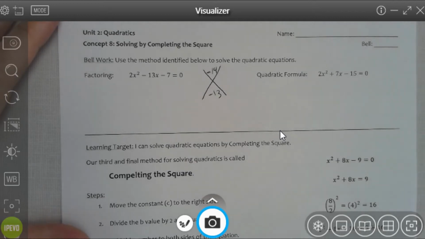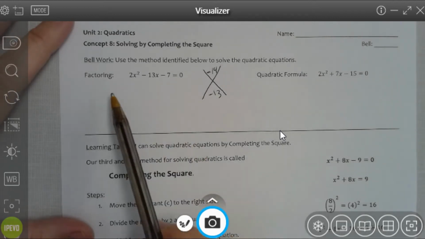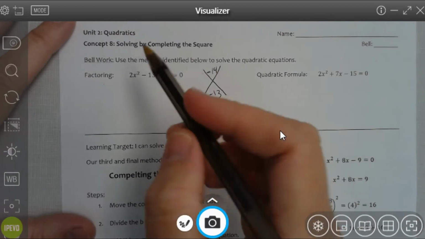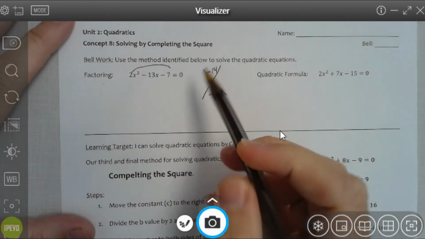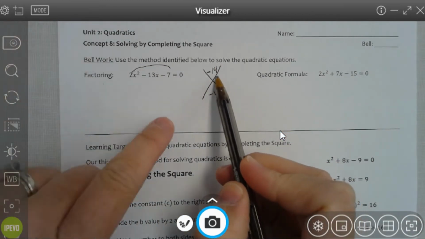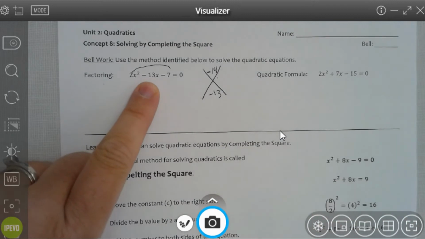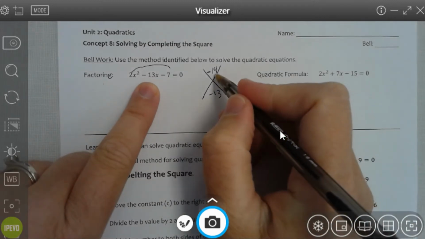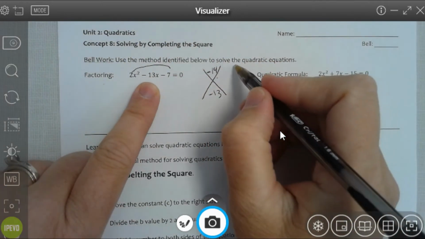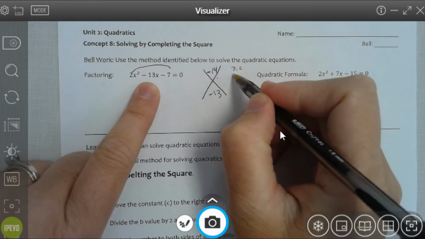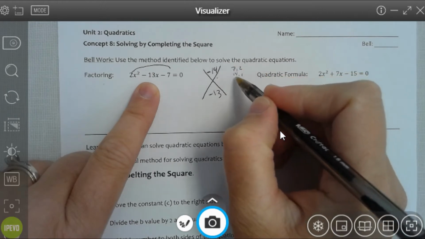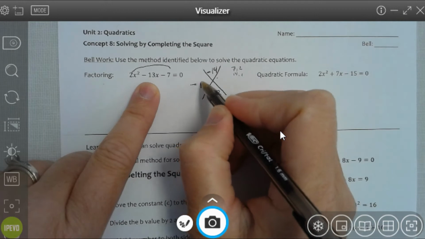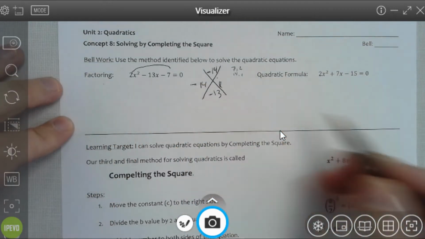All right, so we're going to solve our bell work first. The first one we want to factor. So remember you have to multiply your first and last term. That gave me my negative 14. We're trying to make it add to get negative 13. So my factors of negative 14 would be 7 and 2 or 14 and 1. So the 14 and 1 can get me 13. So I'm going to get a negative 14 and a positive 1.